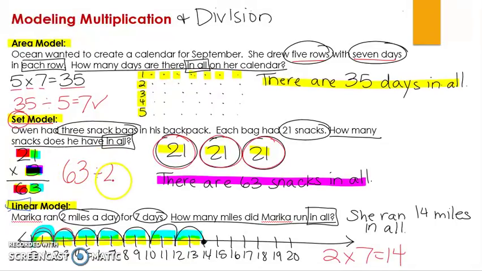Is 63 divided by 21 7? Or 3? Not 7. Is it 3? Yes, it is. Is 14 divided by 2 7? Go back and count our spaces, and we would find that 14 divided into groups of 2 actually is 7.